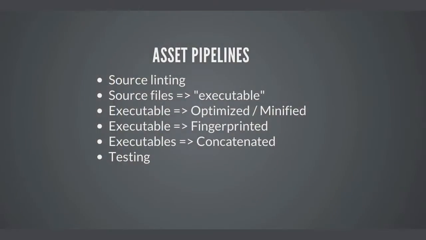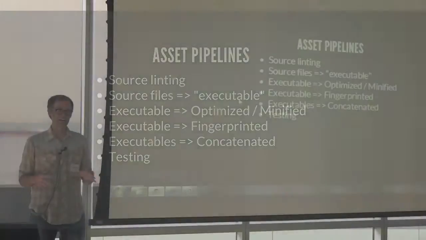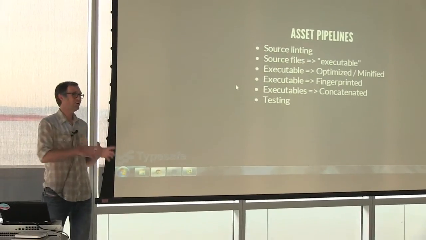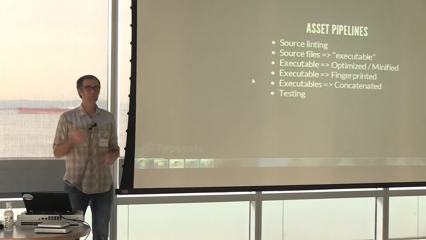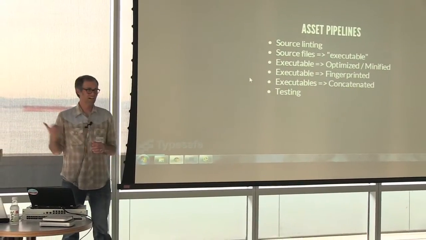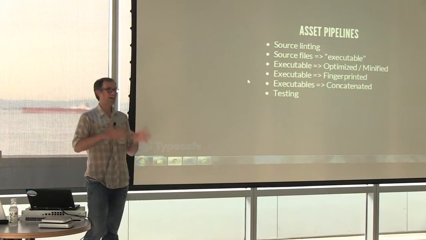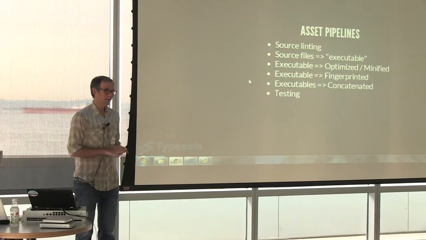So what does that actually mean? There's a bunch of different parts of asset pipelines. There's parts of asset pipelines that do source linting, and this is all for client-side assets. So this whole thing, it's all about the stuff that runs in the browser. It's all about our JavaScript, our Coffeescript, our less, our Sass, all that whole side of our development.